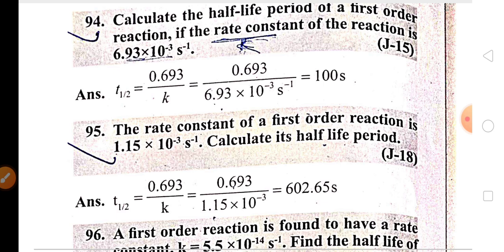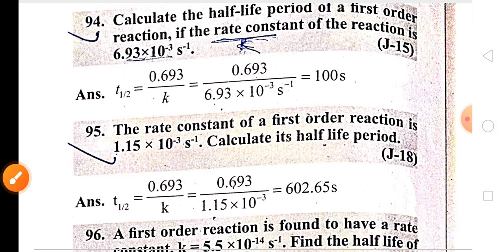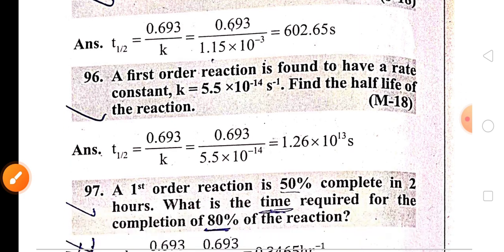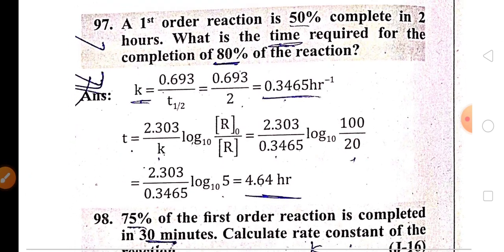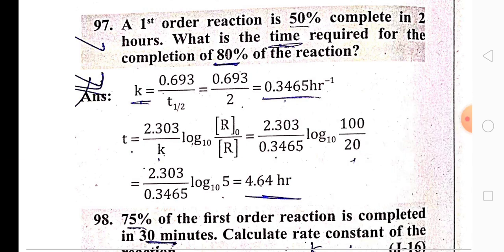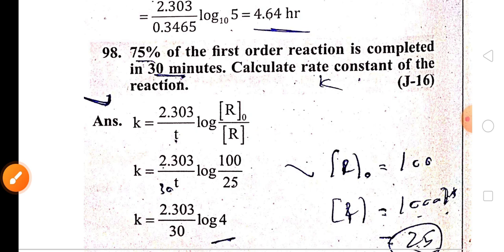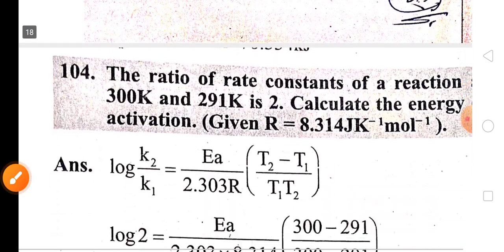These are the numericals related to chemical kinetics. In the first two examples we find the half-life of first order by the formula T half is equal to 0.693 divided by K, where K is the rate constant. There are three numericals related to T half. Then we have a numerical related to first order reaction: K is equal to 2.303 divided by T log of initial concentration divided by final concentration.